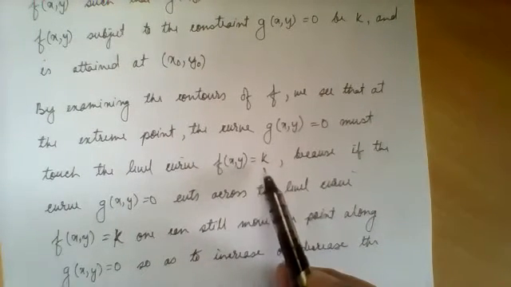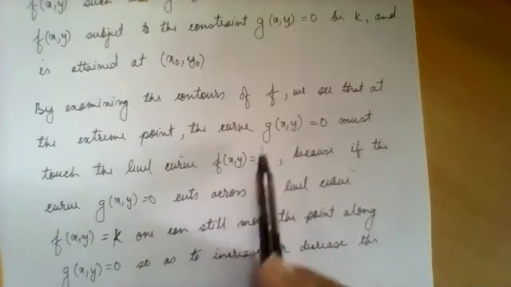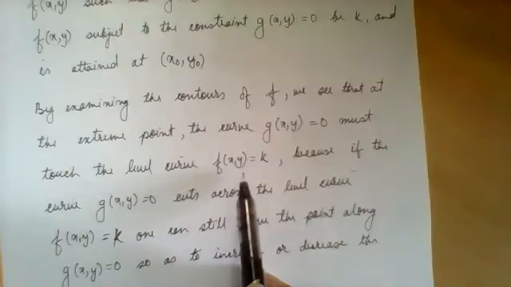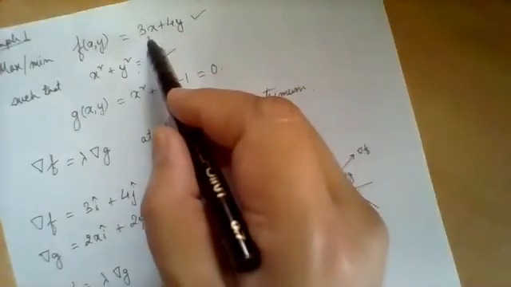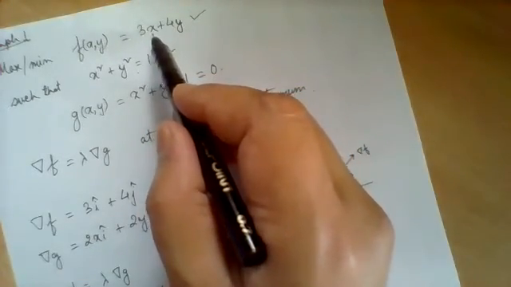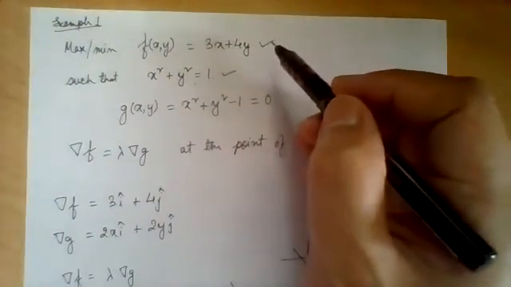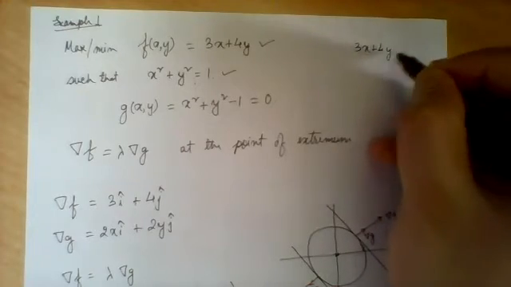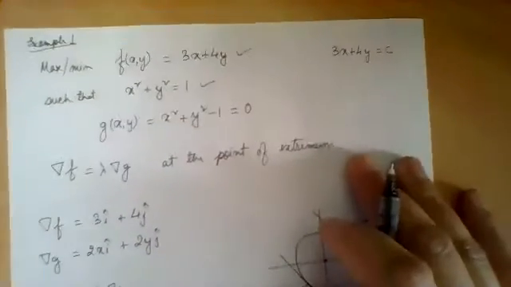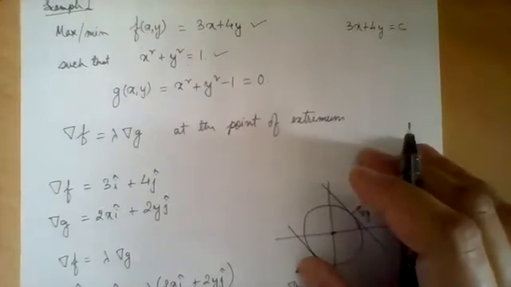The function f takes its maximum value where, at the extreme point, the level curve f of x, y equal to k touches g. At the extreme point, you set 3x plus 4y equal to some constant. 3x plus 4y equal to some constant. What is this equation? This is the equation of a straight line.